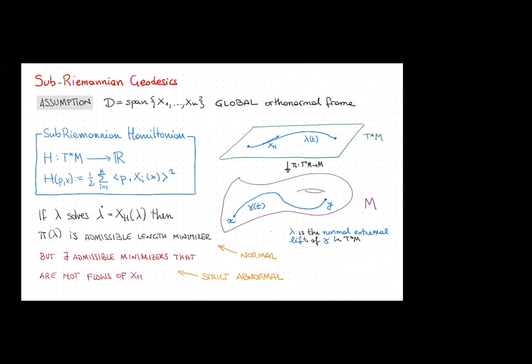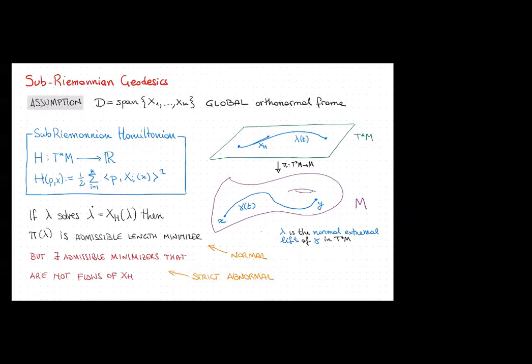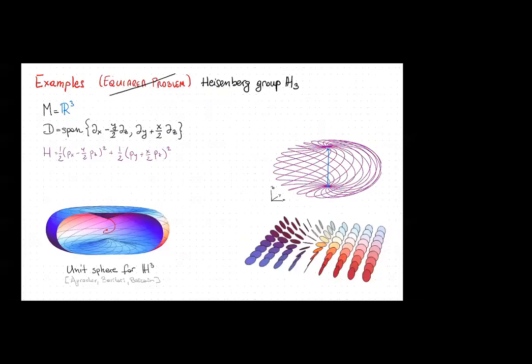Now, these abnormal geodesics can be normal. So there are some that are both Hamiltonian and the critical point of this functional, but there are also things called strict abnormal that are just the critical point of this functional. And for those, I will give you an example. But let's look at what this Hamiltonian looks like first.